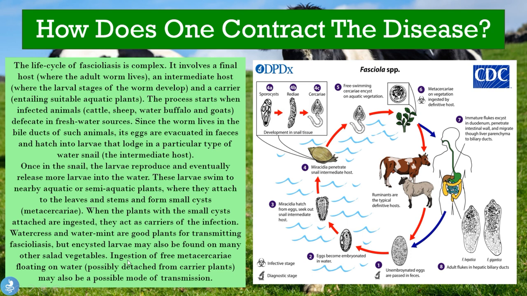So just to mention the last point in our word box, it says the ingestion of free metacercaria floating on the surface of the water, possibly detached from the carrier plants, such as the watermint or watercress, may also be a possible mode of transmission. So if humans go and drink from this freshwater source, they may also actually drink these little free metacercaria, and in this way, they can also develop the infection.